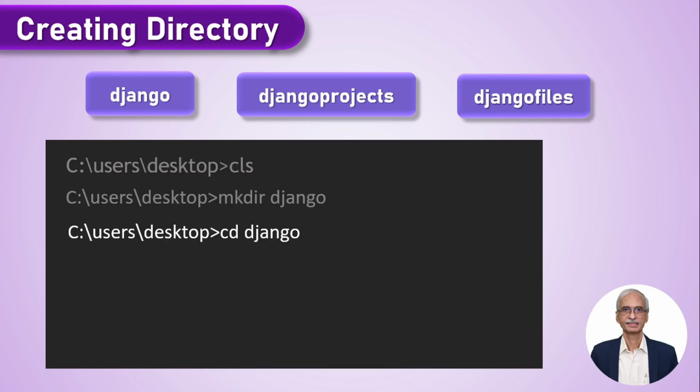So we type cd Django after creating the Django directory. The cd command is used to change the directory to go to the Django directory. And to go back to a previous directory, you can use cd ..